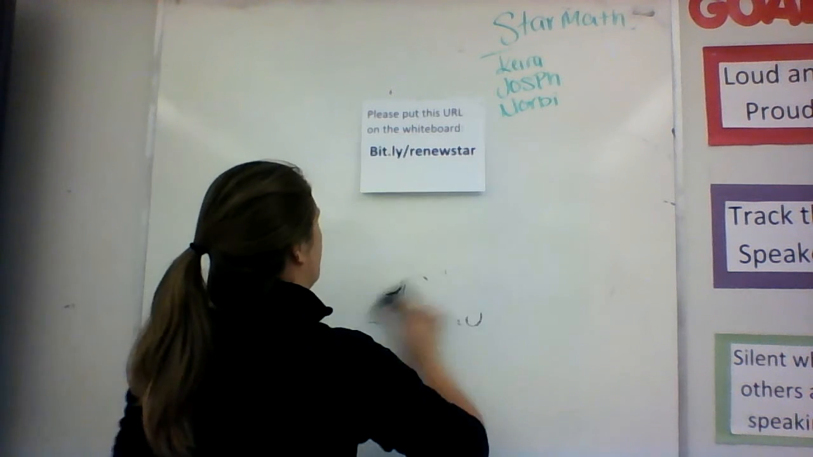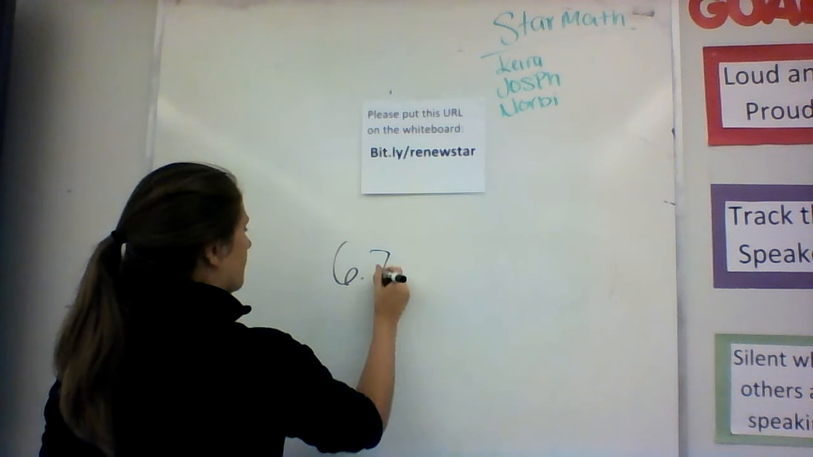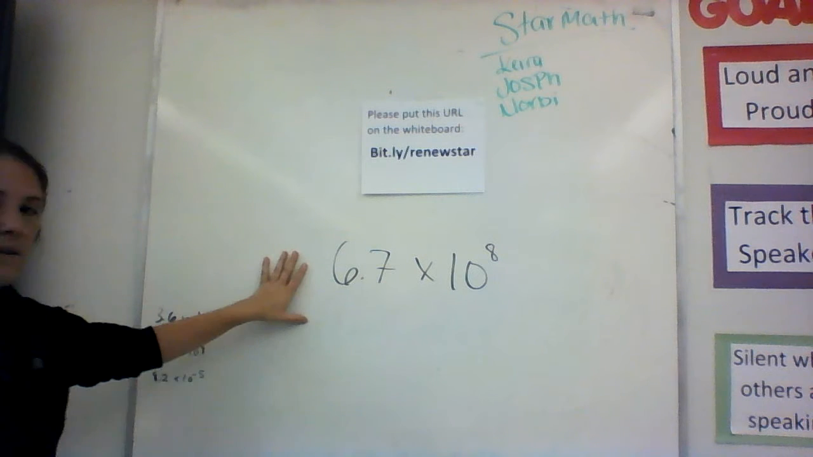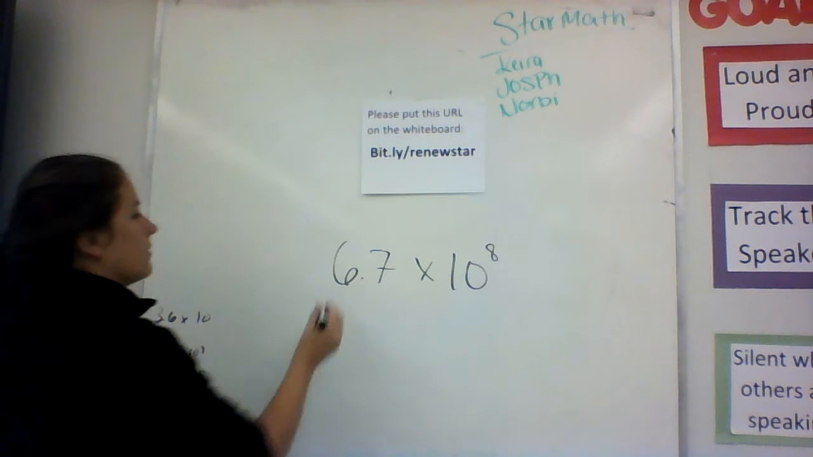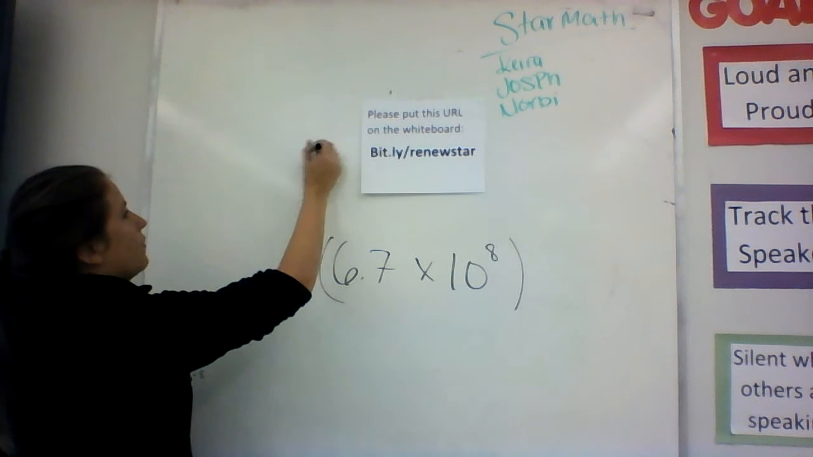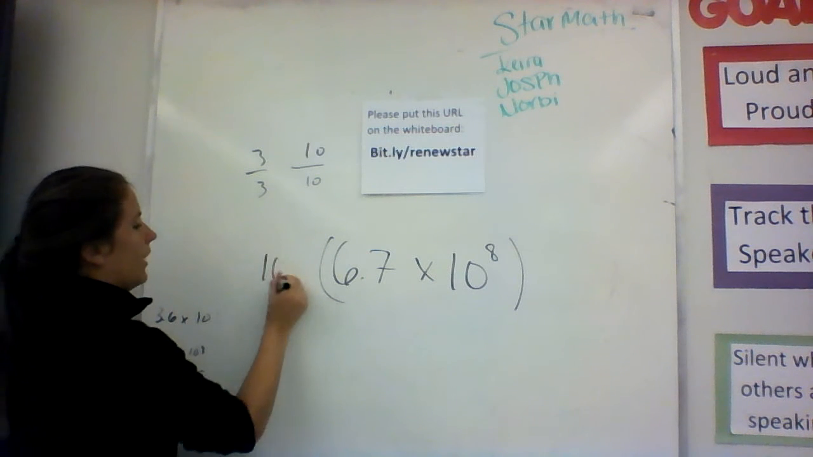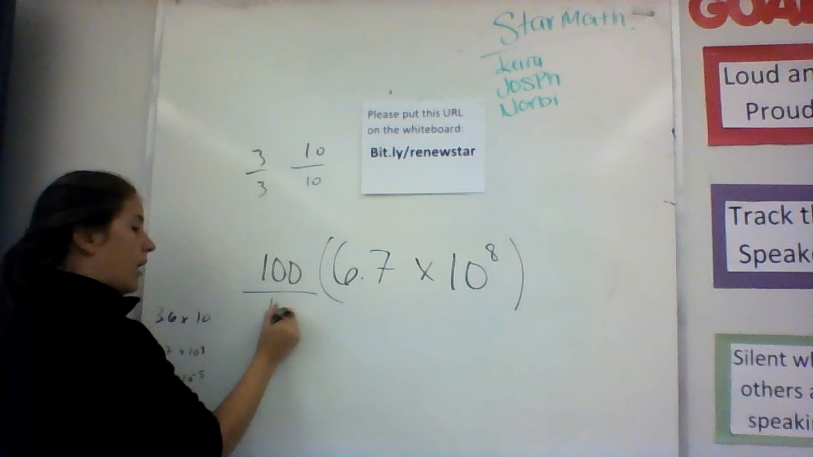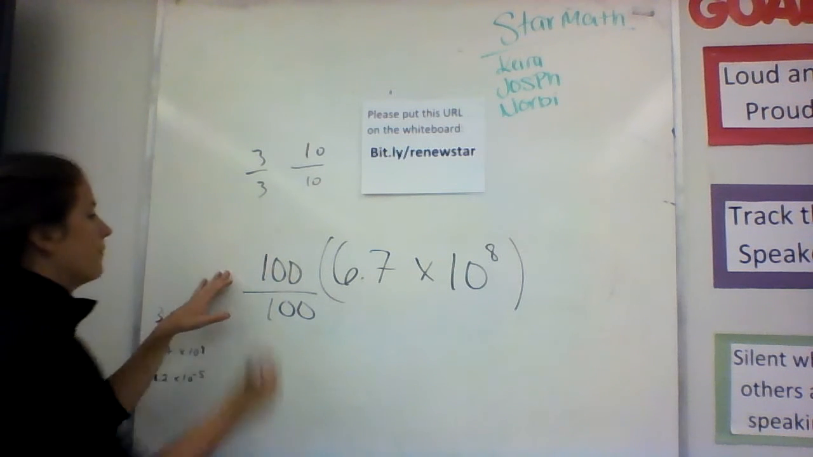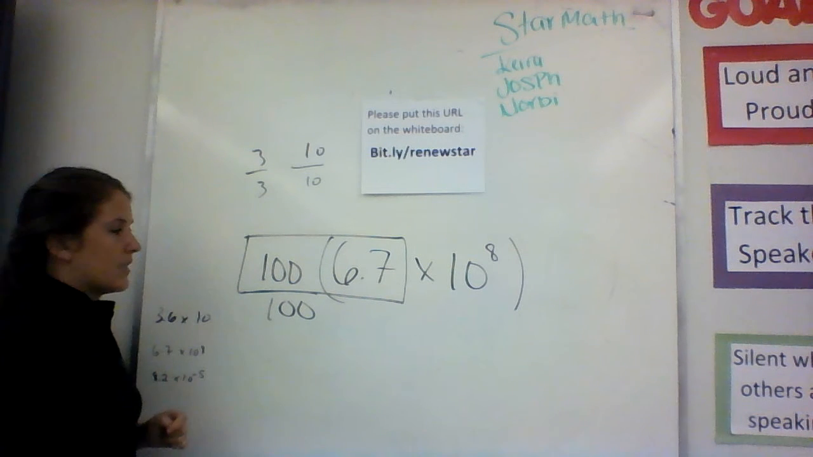Let's do another one. I'm going to do 6 and 7 tenths times 10 to the 8th power. I'm going to multiply this by 1 again. This time I'm going to make it a little bit different. I know that 10 over 10 is equal to 1. 3 over 3 is equal to 1. So this time I'm going to make it 100 over 100. Now, same thing. I'll do 100 times 6.7.